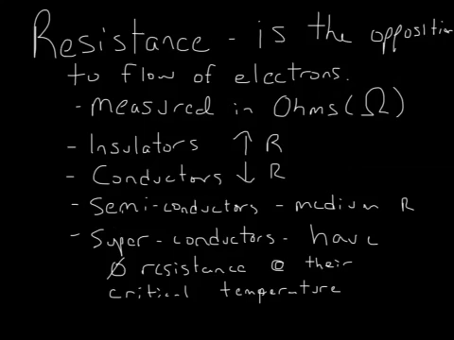Resistance is the opposition to the flow of electrons. It's measured in ohms. Insulators have a very high resistance, conductors a very low resistance, semiconductors a medium resistance, and superconductors will have zero resistance at their critical temperature. This temperature is typically close to absolute zero. On Monday we'll be doing a lab activity to try to calculate resistance and see what properties resistance depends upon.